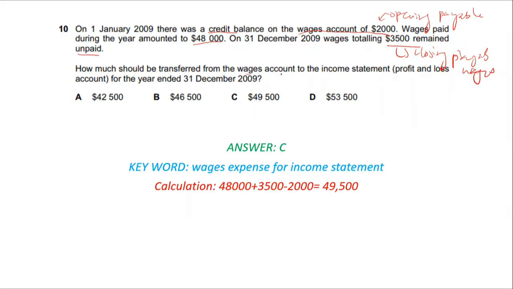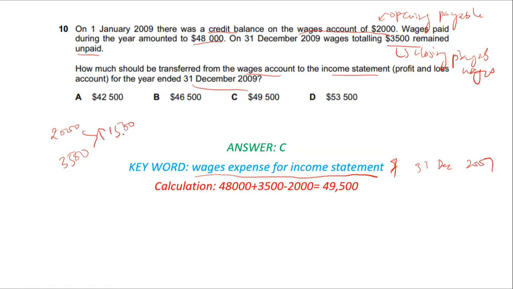How much should be transferred from the wages account to the income statement, profit and loss, at the end of 31st December? So what it is basically asking me is the wages expense for the income statement of 31st December 2009. So I need to calculate the wages expense. It's very simple. You just need to look at the difference between opening and closing payable. So your opening was 2,000. That's what you owed in the opening, and then at the end you owed 3,500. So there has been an increase in the payable of 1,500. So you owed $1,500 of wages payable to your employees.